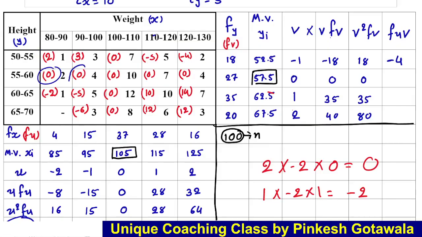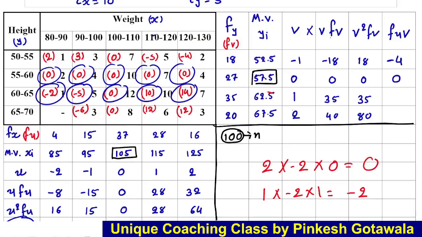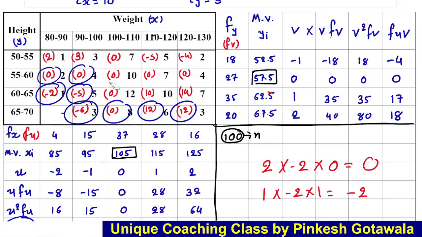Now here 0 0 0 0 0, if you total of 0, it would be 0. Now minus 2, minus 5, 0, 10, 14, so minus 7 and 10 14, so you will get 70. Here minus 6, 0, 12, 12, 12, 12, 24 minus 6, so we will get 18. Clear? So this way you should prepare the FUV.